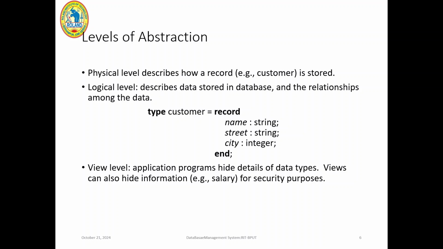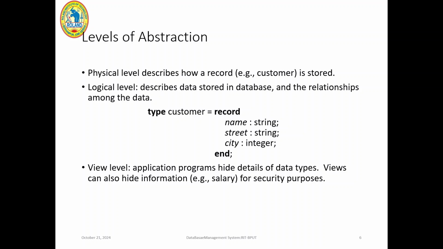We have three levels of abstraction in the database management system. One is the physical level abstraction, the second is the logical level, and the third is the view level. View level is the top one. The physical level just describes how a record is stored. For example, I want to create a table customer or database customer. How the record is stored is shown in the physical level.